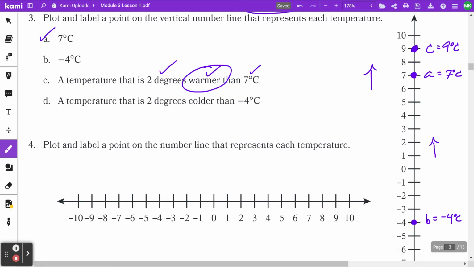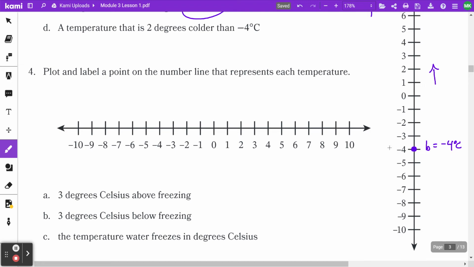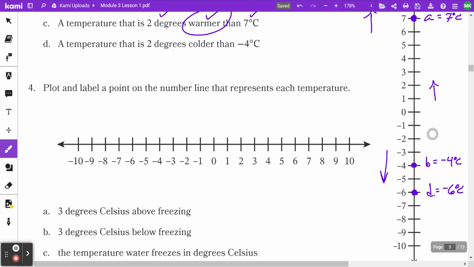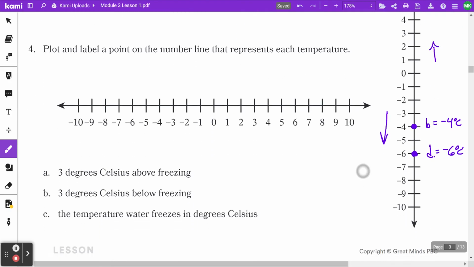And now I need a temperature that is 2 degrees colder. Now, things that are getting colder, right, on a vertical number line go down. So from negative 4 colder would be negative 6, right? So that's D equals negative 6 degrees Celsius. So far so good. There you have it. Now let's do some more plotting.